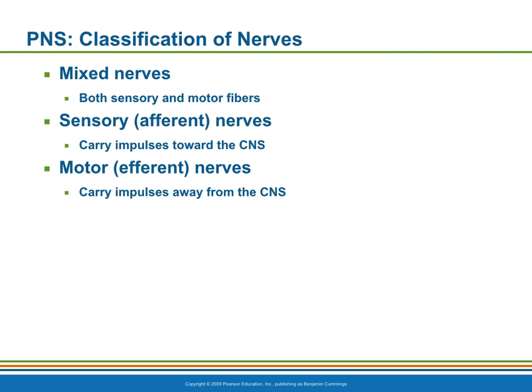Like neurons, nerves are classified according to the direction in which they transmit impulses. Nerves carrying both sensory and motor fibers are called mixed nerves. All spinal nerves are mixed nerves. Nerves that carry impulses toward the central nervous system only are called sensory nerves, whereas those that carry only motor fibers are motor nerves. Go figure, huh?